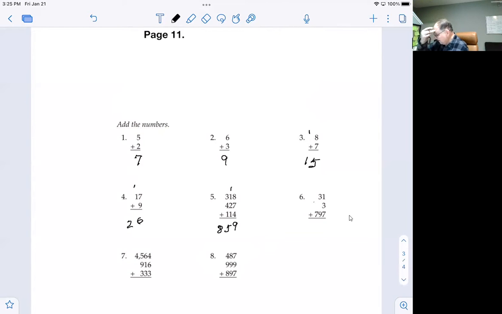Number 6, add the ones column first. 1 plus 3 is 4, plus 7 is 11. 1, carry the 1. 1 plus 3 is 4, plus 9 is 13. So that's a 3, carry the 1. In the hundreds column, we just have a 1 plus 7 for 8. So the answer to that one would be 831. And I think I've got a mistake here. Let me go back and correct it quickly. In the tens column, 1 plus 3 is 4, plus 9 is 13. No, that is correct. 831 is correct.